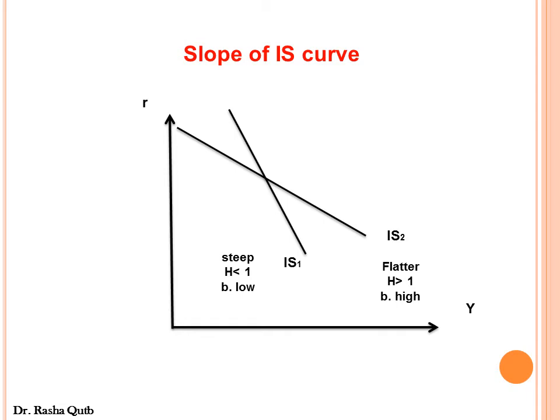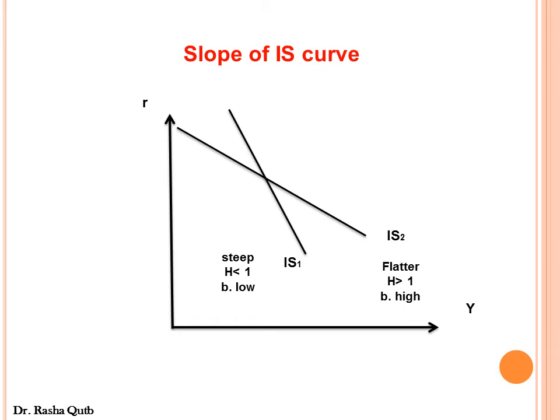Now let's turn to the slope of IS curve. We know that the slope of IS curve is negative because it reflects a negative relationship between interest rate and equilibrium national income. It equals 1 minus B over H. So the factors that affect the slope of IS curve would be the sensitivity of investment to any change in interest rates and the marginal propensity to consume and the marginal propensity to save. When investment is more sensitive to any change in interest rates and the marginal propensity to consume is high, IS curve would be relatively flatter than before.